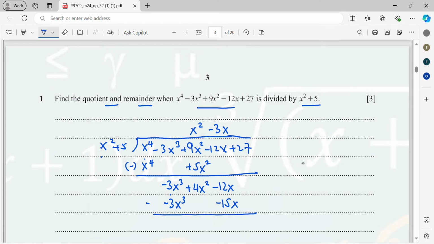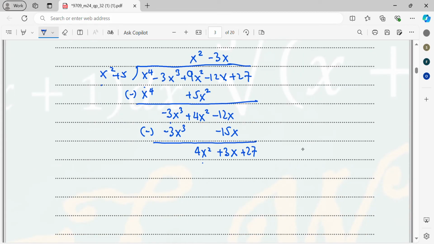Again, now we subtract. Bring down the 4x squared. Minus 12x minus 15x is basically minus 12 plus 15. That is plus 3x. And now bring down plus 27. Lastly, to get 4x squared from x squared, we need to multiply with plus 4. Then you will get 4x squared plus 20. 4 times 5 is 20. Then subtract it, and you will get 3x. 27 minus 20 is plus 7.